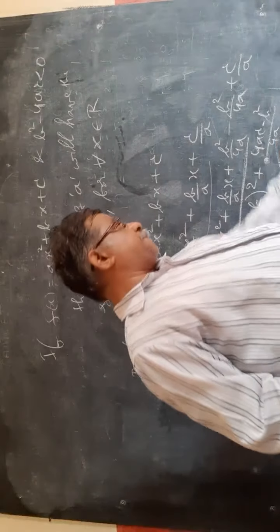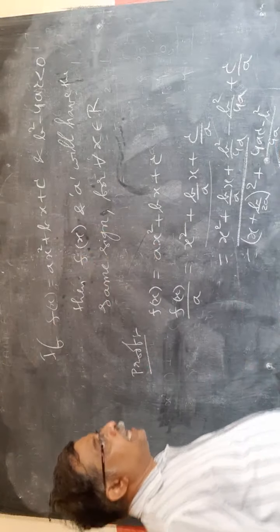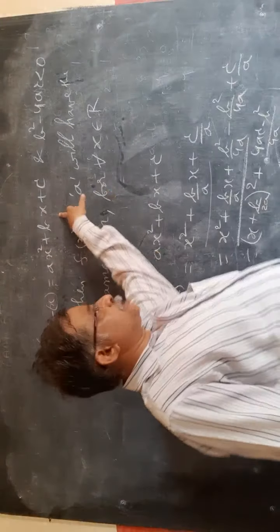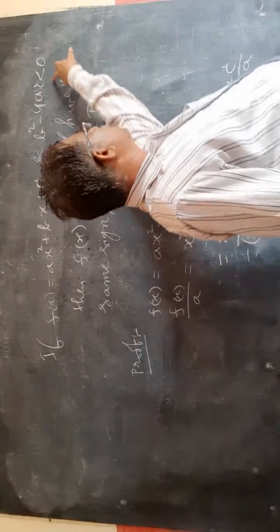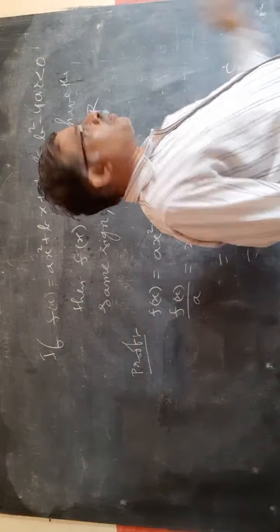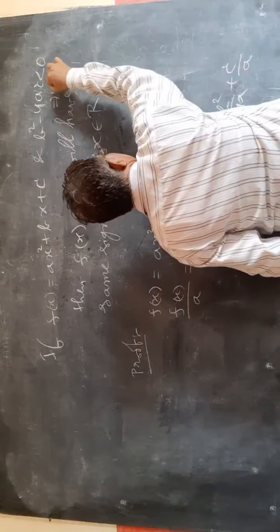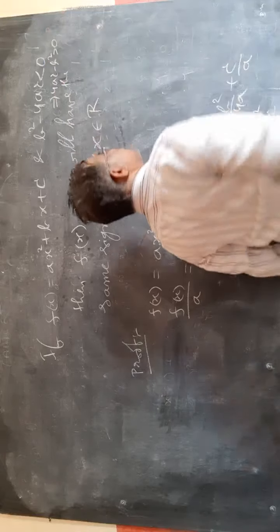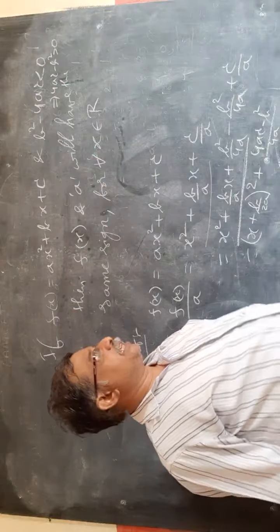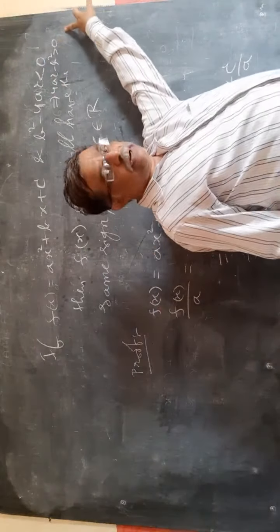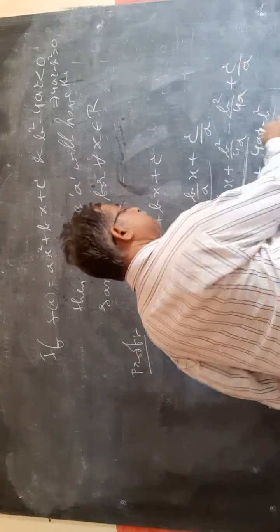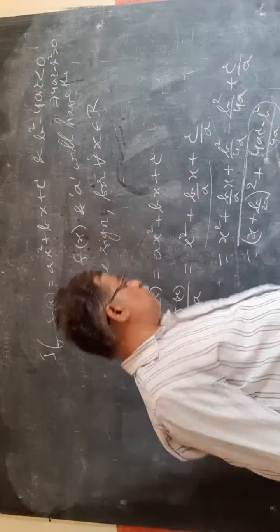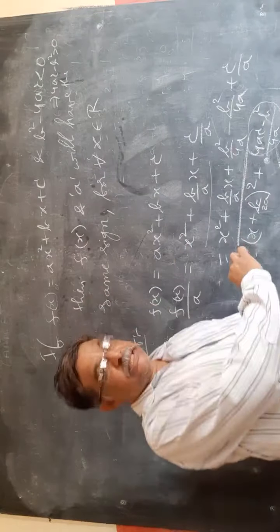Now, if you observe, this is the expression and b square minus 4ac is less than 0. What is meant by b square minus 4ac less than 0? 4ac minus b square is more than 0, because if I take the minus, the inequality will change. So 4ac minus b square is more than 0. This part is more than 0, and this is a whole square, always more than 0.